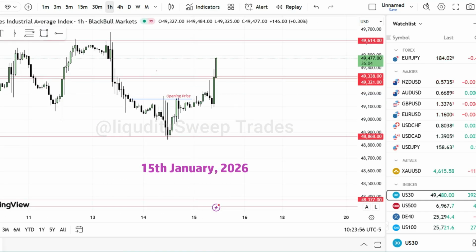Alright, so this is a new day, the 15th of January 2026, and just as we highlighted, we saw the initial drop to the downside, take out the sell side liquidity, or the sell orders that will be resting below previous day lows. Took them out, put them on the wrong side of the market, and we got our retracements up.